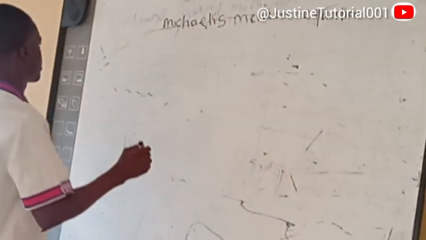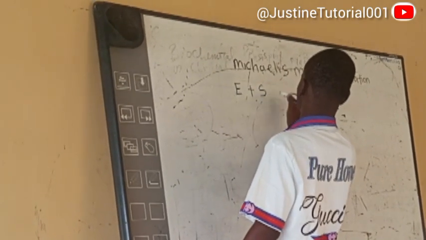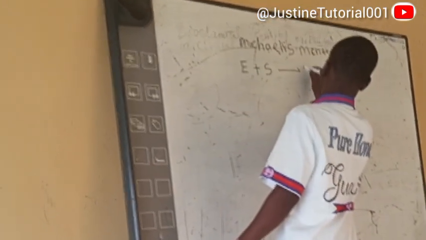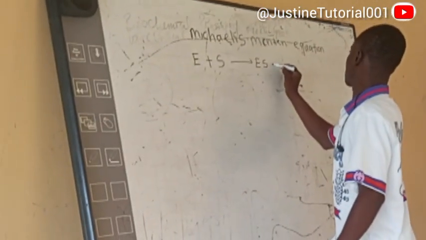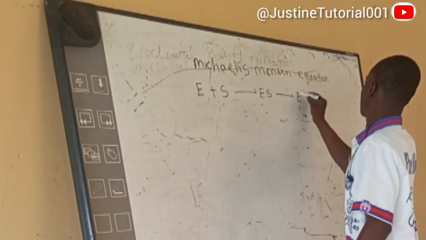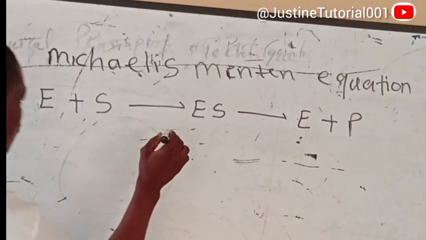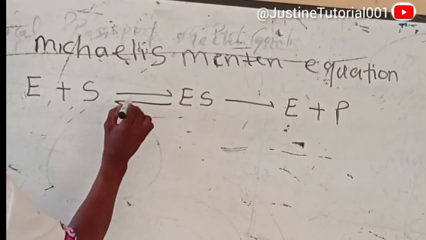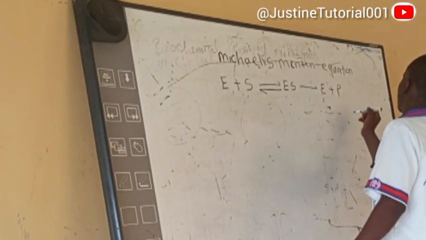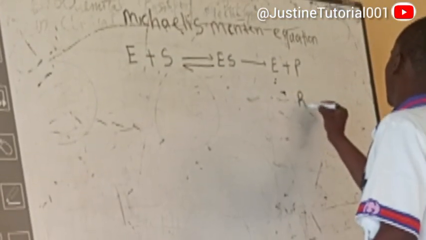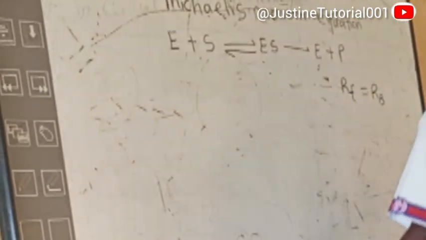There is a general reaction that states that enzyme plus substrate give us enzyme-substrate complex. An enzyme-substrate complex will break down to give us enzyme plus product. Enzyme-substrate can equally break down to give us enzyme and the substrate. There is a steady state assumption that states that the rate of formation is equal to the rate of breakdown.